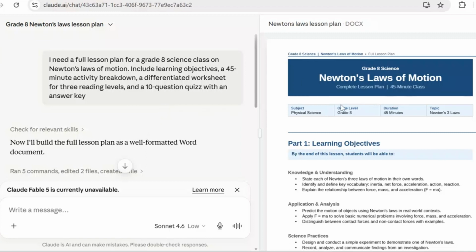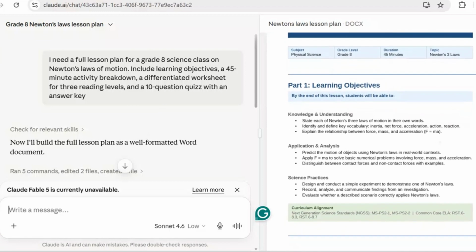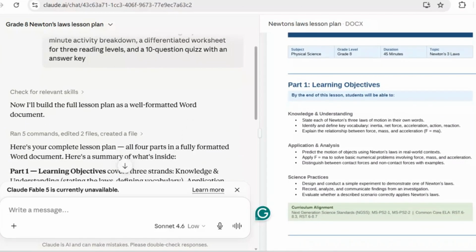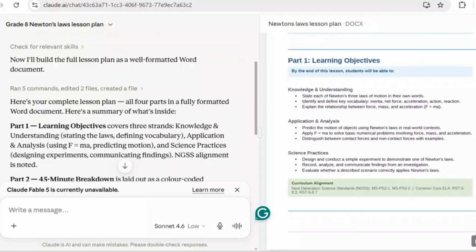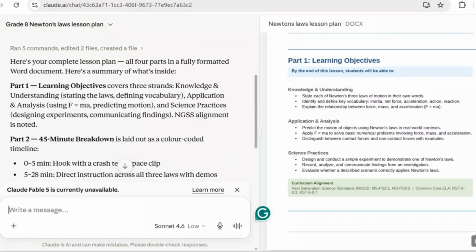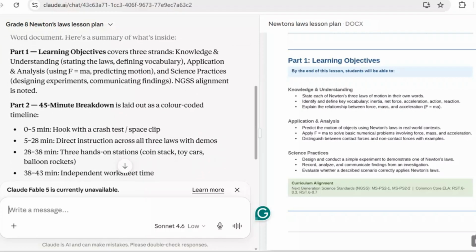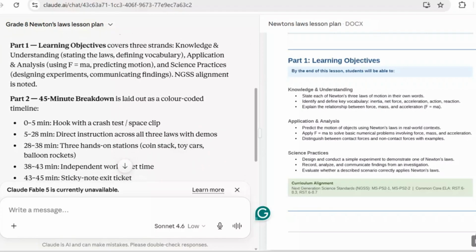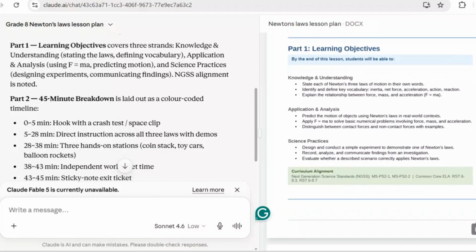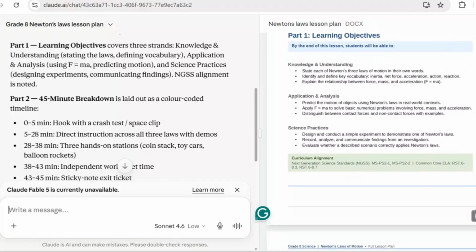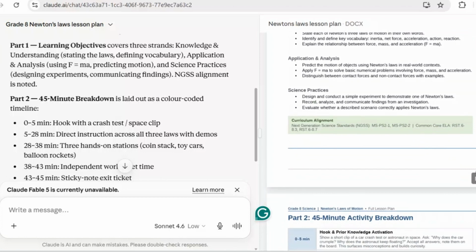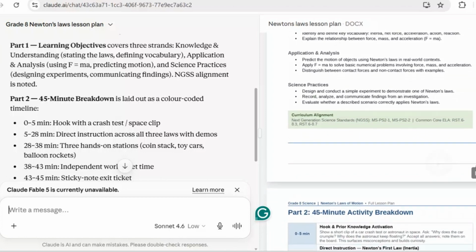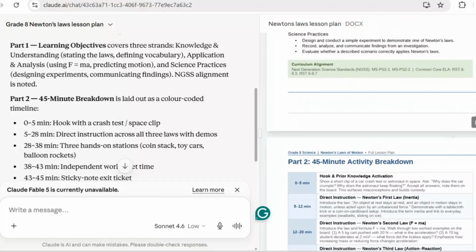I've asked Claude to list the learning objectives. So here it built the full lesson plan as a well-formatted document, as you see here. It ran 5 commands and edited the file. So you have a complete lesson plan with 4 parts. In part 1, I have the learning objectives, the knowledge and understanding, stating the laws, defining vocabulary. I have the application and analysis, and I have the science practices, how to design experiments and communicate findings, and it's aligned with the curriculum.